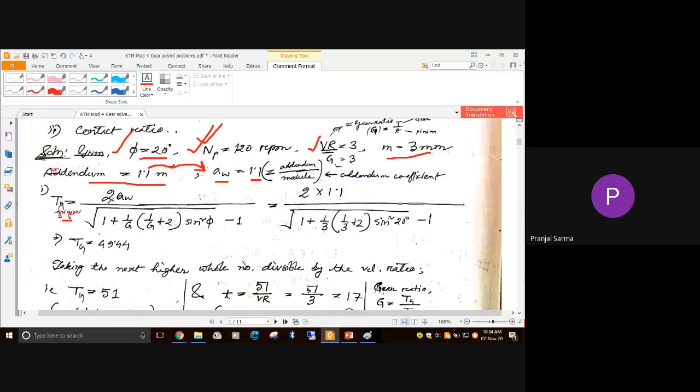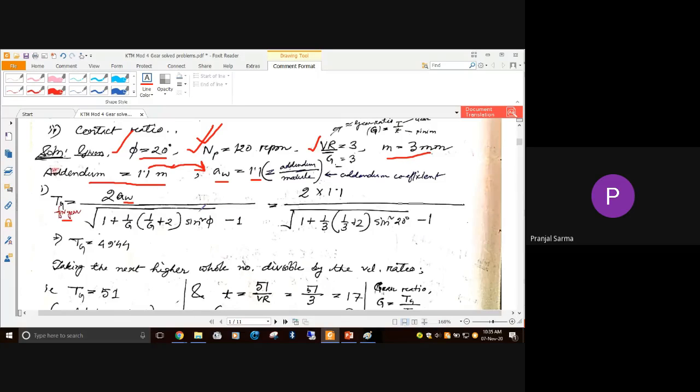Okay, and that is given as 2 whole into aw. aw is nothing but the addendum coefficient, which we have found out from the value of addendum, divided by root over 1 plus 1 by z whole into 1 by z plus 2 sine square phi, minus 1. That is the known expression, the expression that we know.